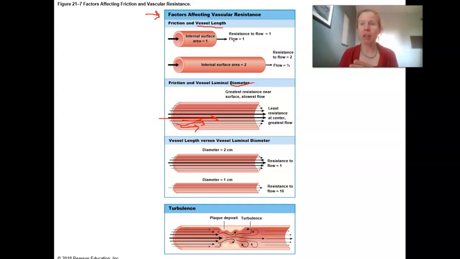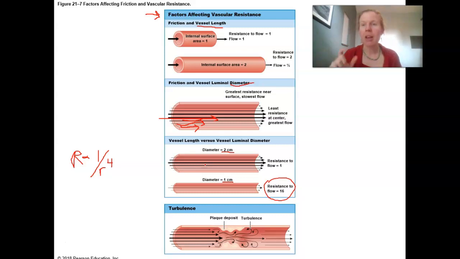So while increasing the length of a vessel twofold doubles the resistance, if you cut the diameter of a blood vessel in half, you actually increase that resistance 16 times. So notice right here, we had a vessel that was 2 centimeters. We cut that diameter in half. And now instead of doubling the resistance, it's actually a 16-fold increase. This again, if you want the math, what we see here is this resistance is proportional to 1 over the radius, which is half of the diameter, to the 4th power. That is a 4. And so as we cut that in half, we went 2 times 2 is 4 times 2 is 8 times 2 is 16. Little math for you there, okay?